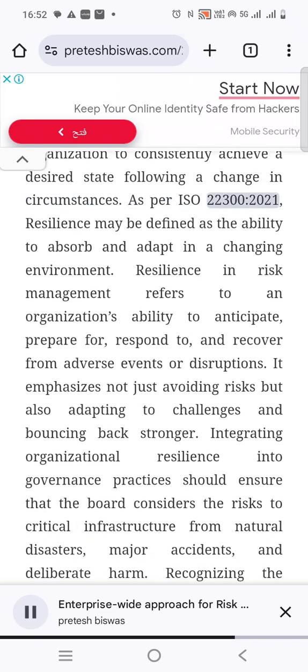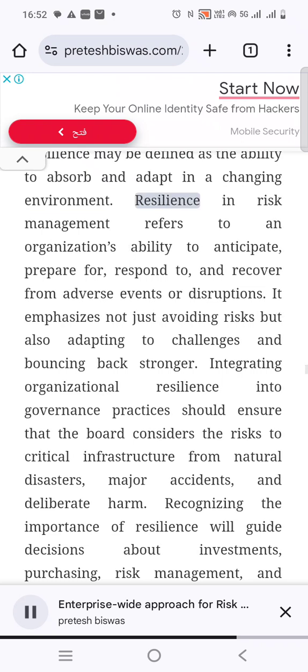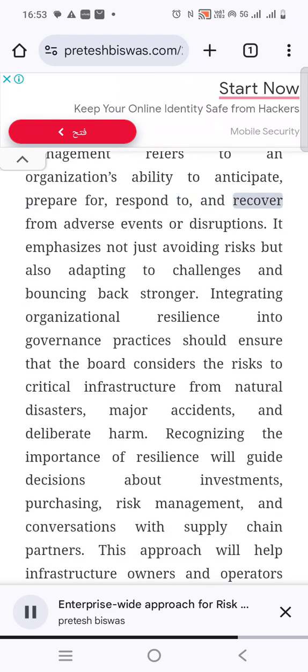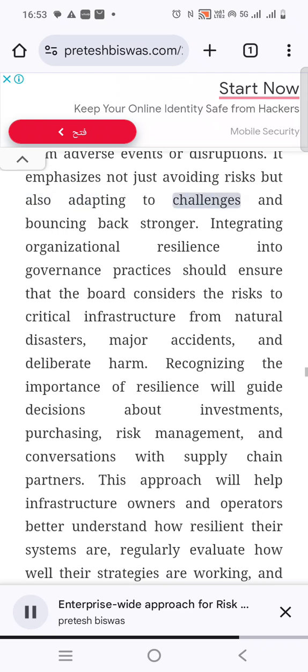As per ISO 22300-2021, resilience may be defined as the ability to absorb and adapt in a changing environment. Resilience in risk management refers to an organization's ability to anticipate, prepare for, respond to, and recover from adverse events or disruptions. It emphasizes not just avoiding risks but also adapting to challenges and bouncing back stronger.